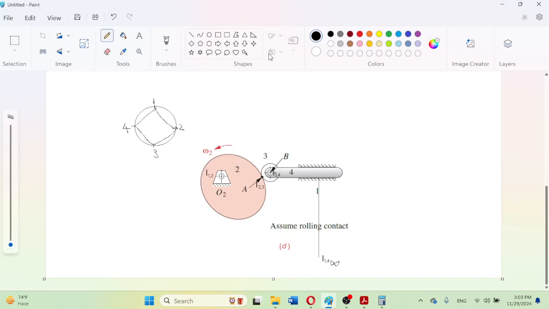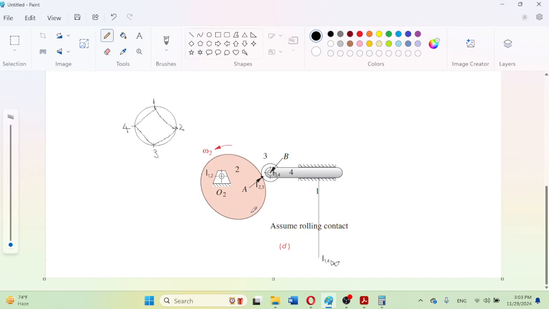After that we are finding the instant center between any two links which are not directly connected with each other through any pin. As we can observe, we will be determining the instant center between link number 2 and link number 4, because these have not been directly connected to each other. Link number 3 or the follower is there, and also ground is there.